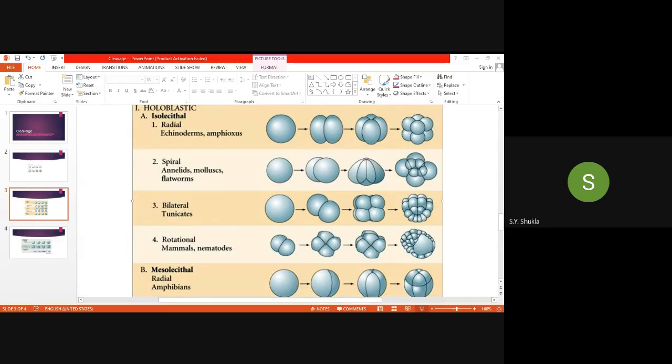There is the formation of the zygote, which undergoes cleavages, whether radial, spiral, bilateral, holoblastic or meroblastic. But they undergo cleavage and develop, forming new, very small cells. From one cell there is the formation of two cells, then four cells, and then the stage called the morula.